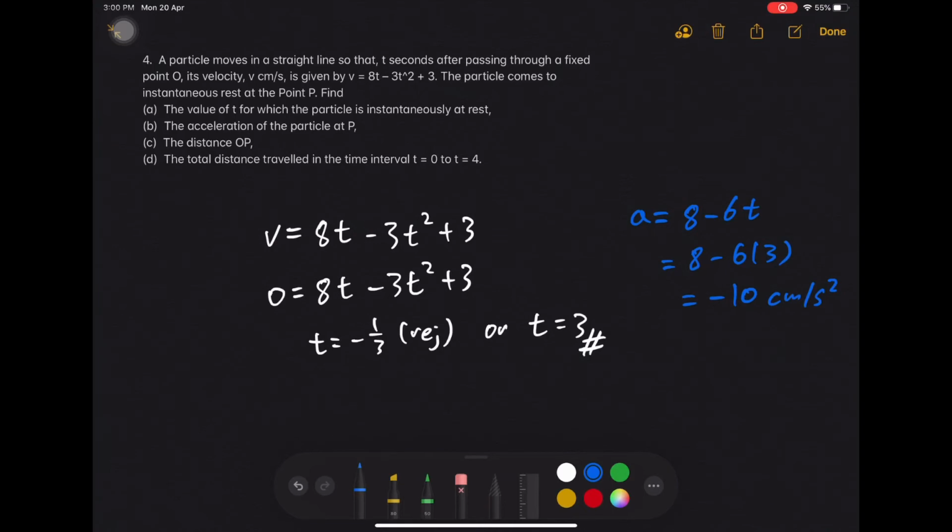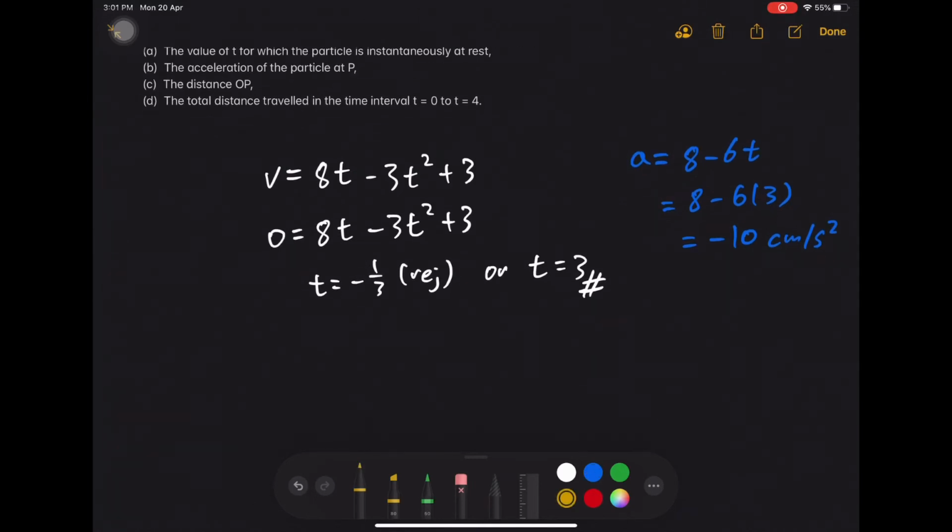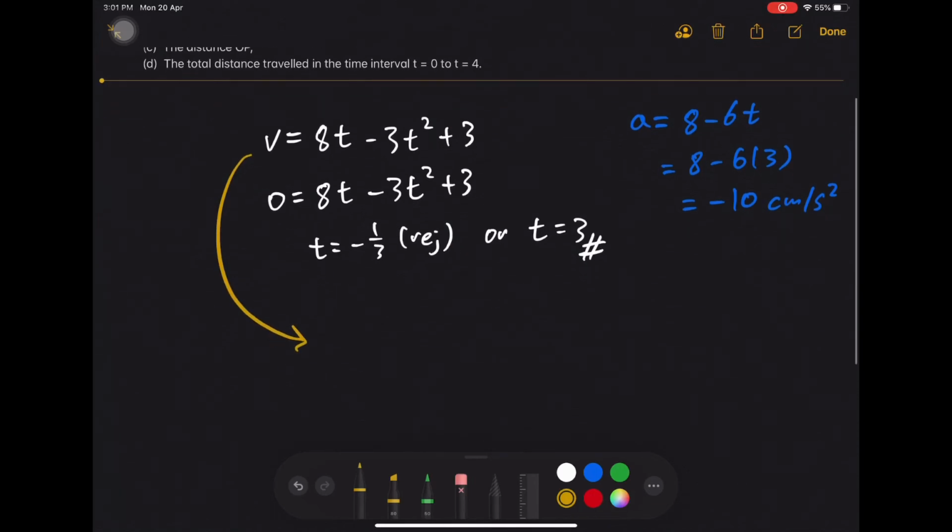So what we're going to do is to integrate my velocity equation to get back to my displacement equation. If we integrate my velocity, we get 4t squared minus t cubed plus 3t plus c, and this will get me my displacement equation. And you can see that there is a constant there. I do not want my constant to be there.